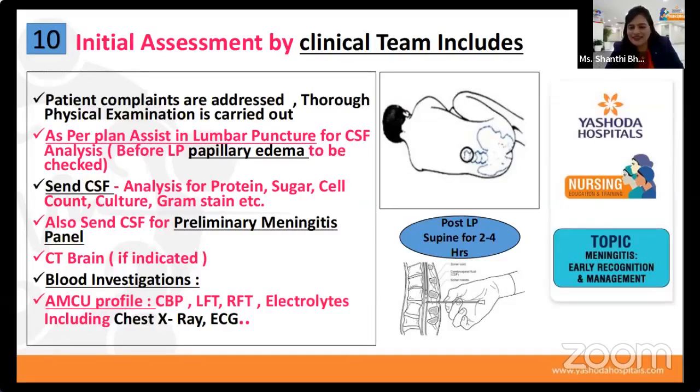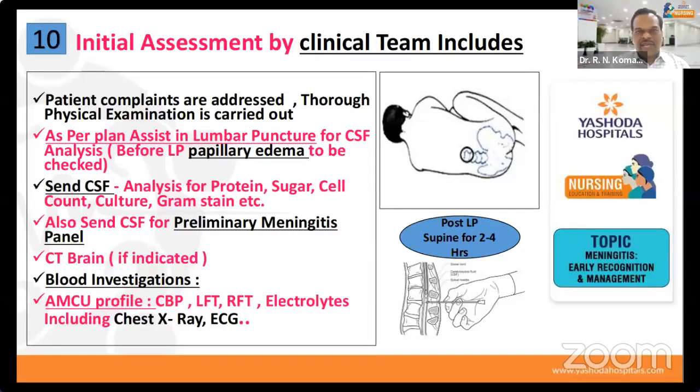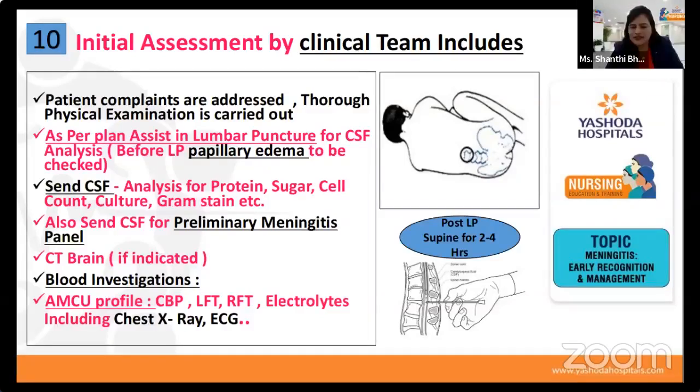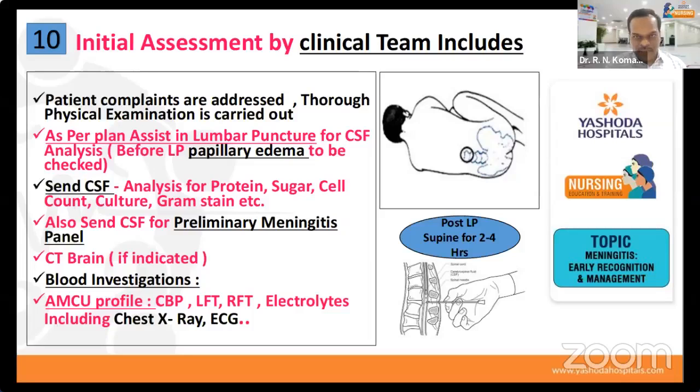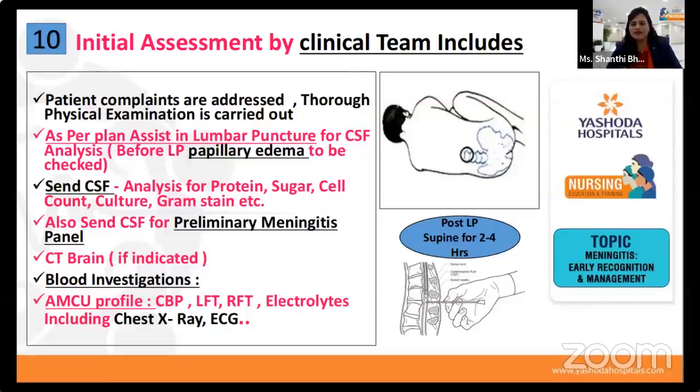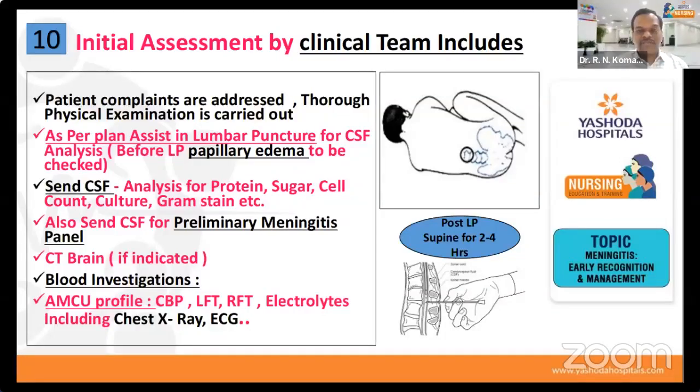In pyogenic meningitis, CSF can be hazy. See, normal CSF looks just like water, isn't it? In pyogenic meningitis, that is bacterial meningitis, sometimes it will appear hazy. Sometimes you can see frank pus. If CSF looks like frank pus, that means it is a case of severe bacterial meningitis.